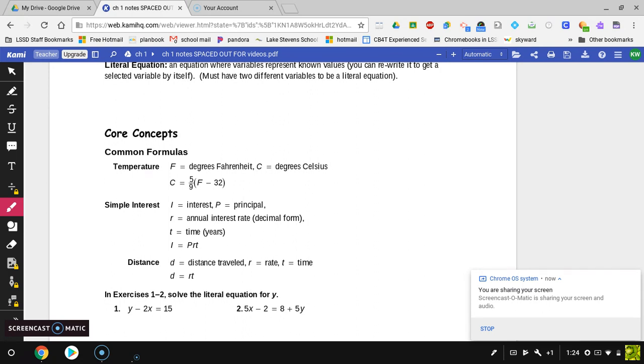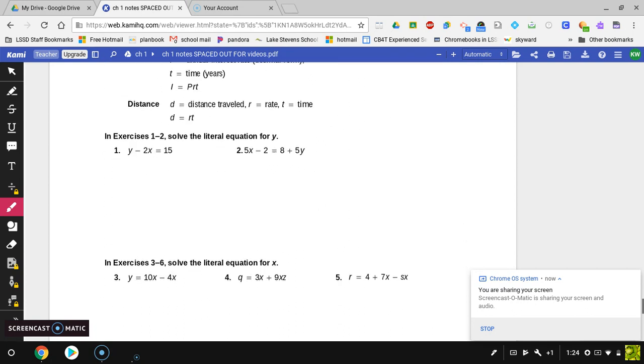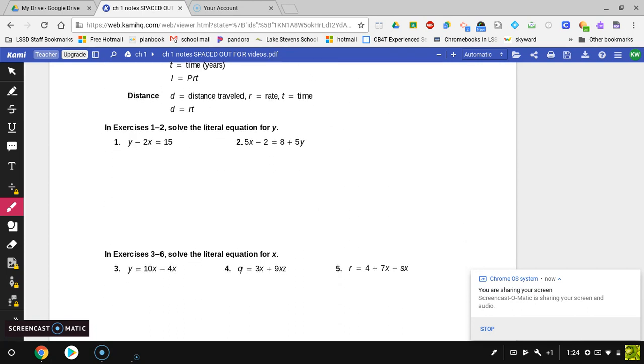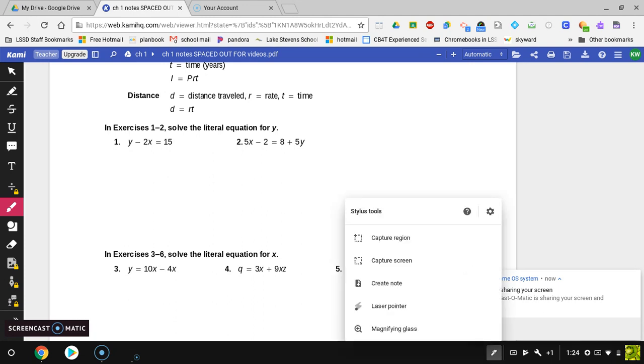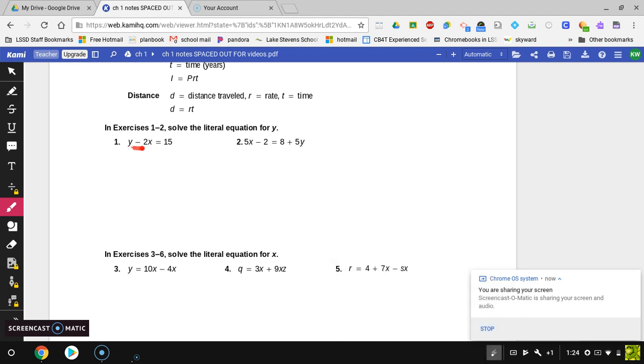All of those are going to be considered literal equations. So what we're going to be doing today is trying to rewrite it to get one of the variables by itself. So let's take a look at number 1. It wants us to solve the literal equation for y, which means we want to get y by itself. So the first question we need to ask ourselves is, what's keeping y from being by itself? It's that negative 2x. So that's what we want to get rid of. It's attached by subtraction. So we're going to use our inverse operation and add a 2x over to both sides.